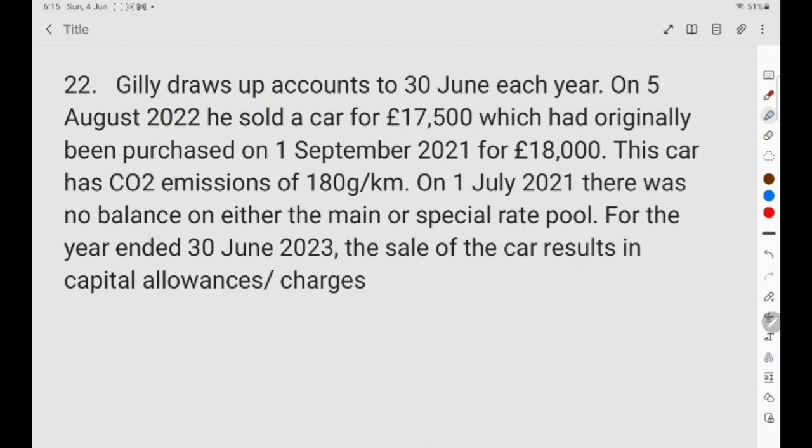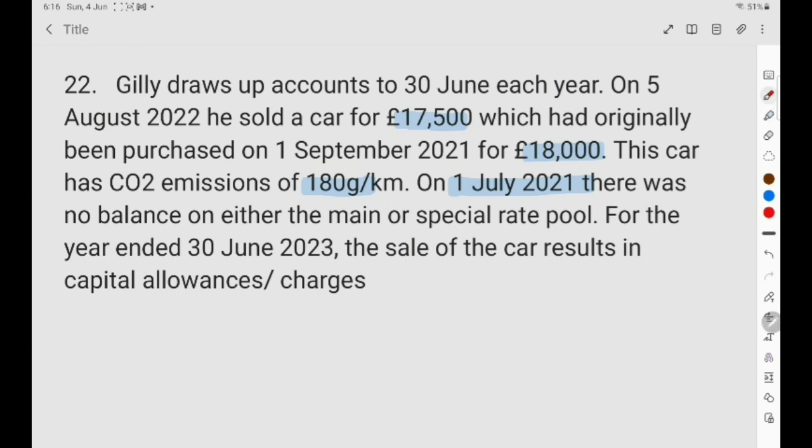So next question is, Gilly draws up account to 30th June each year. On 5th August 2022, he sold a car for 17,500, which had originally been purchased on 1st September 21 for 18,000. This car has a CO2 emission of 180 grams. So if it has a CO2 emission of 180 grams, it means this lies on special rate pool. On 1st July 21, there was no balance on either the main or special rate pool. For the year ended 30th June 23, the sale of the car results in capital allowance or charges of.